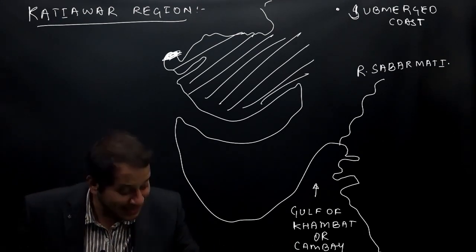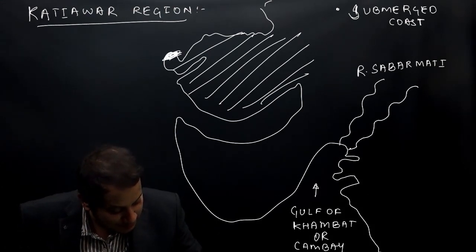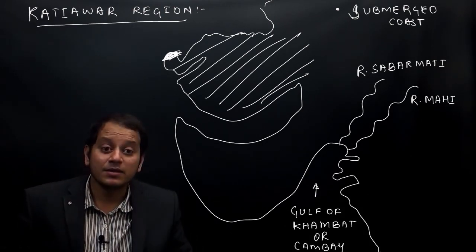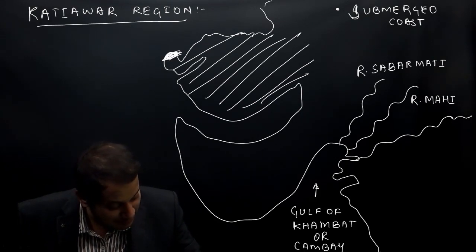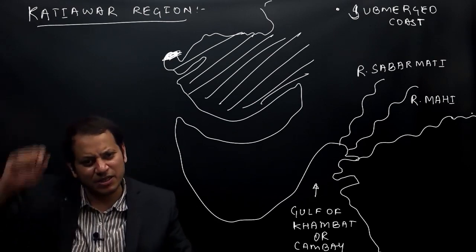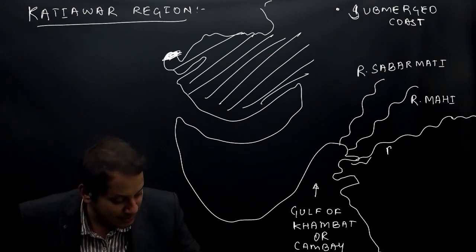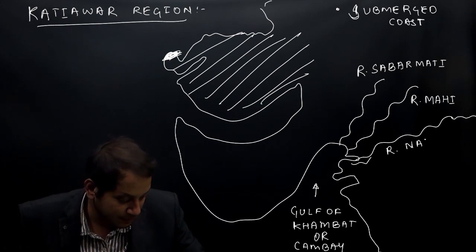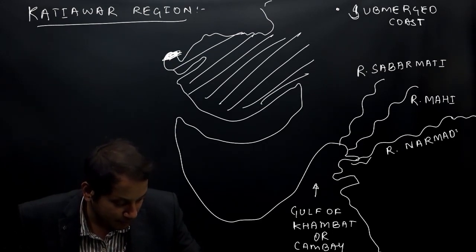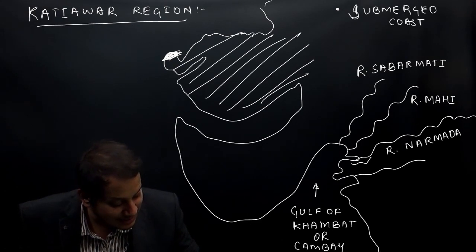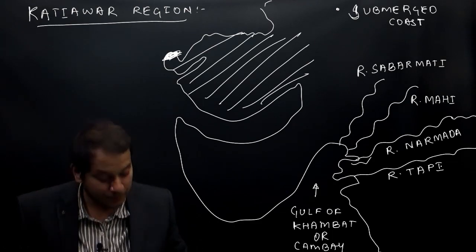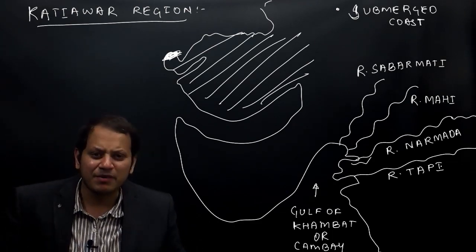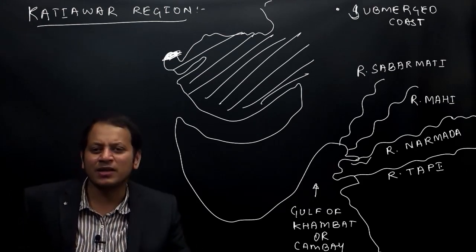The second river which drains here is river Mahi. The third river which drains here is river Narmada. It's a very big river, so let us show in the map that it is continuing from further back. And the fourth river which drains here is river Tapi. We are doing the map pointing around the Kathiawar region also.